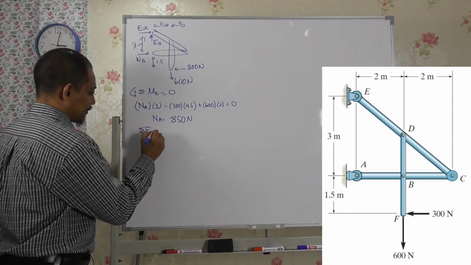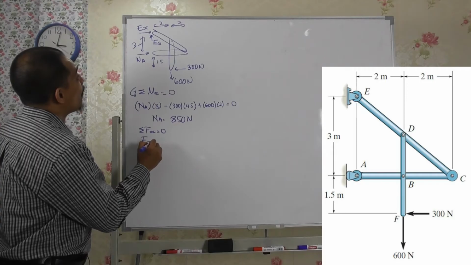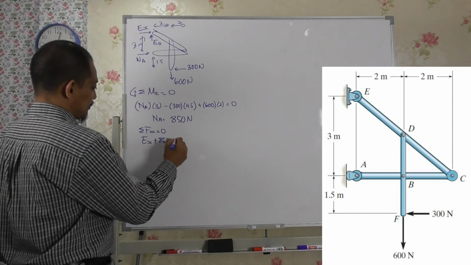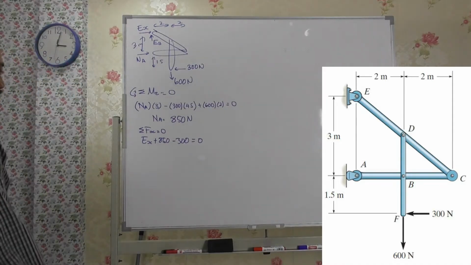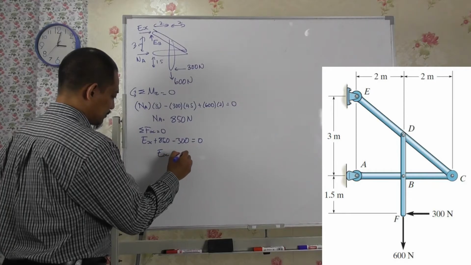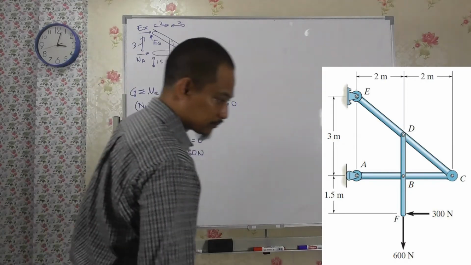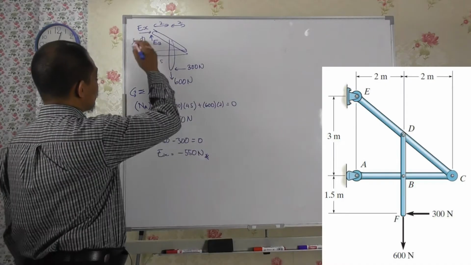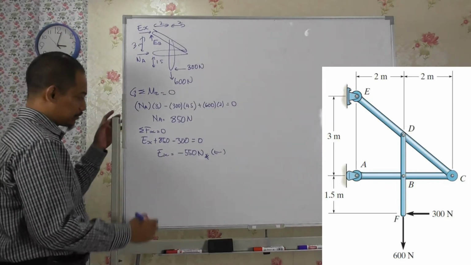Summation of Fx equal to 0. You'll have EX plus NA, which is 850 minus 300, equal to 0. EX equal to minus 550 Newton. Meaning that it is not in this direction, it is actually left direction. Just note it as such, you are okay.